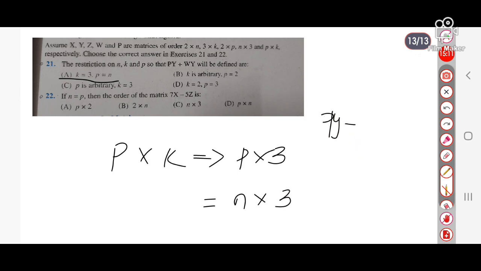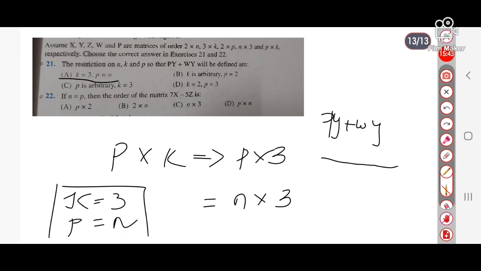PY plus WY will be what? When k equals 3 and p equals n, it becomes PY plus WY. So therefore my assumption is right. So the value is k equals 3 and p equals n. This is the answer, that is option A.